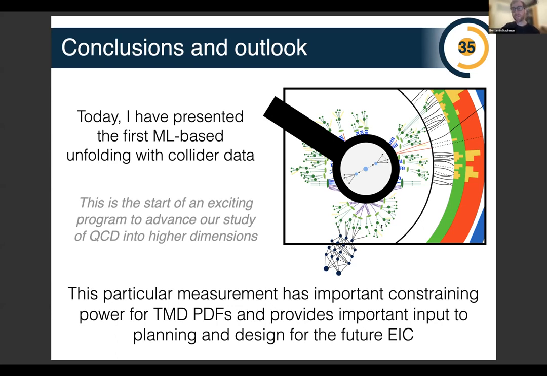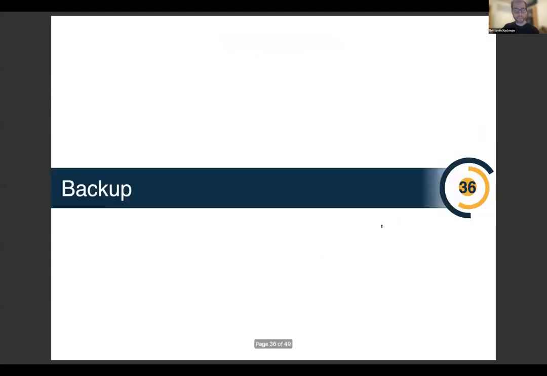As I mentioned, we're able to probe this interesting regime where we're sensitive both to fixed order perturbative QCD at higher Q and higher QT, and then TMD PDF effects at lower QT, and they're matching in the intermediate regime. And hopefully this provides an important input also to planning and design for the EIC. That's it. Thanks.